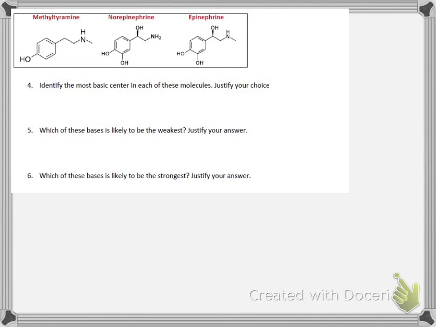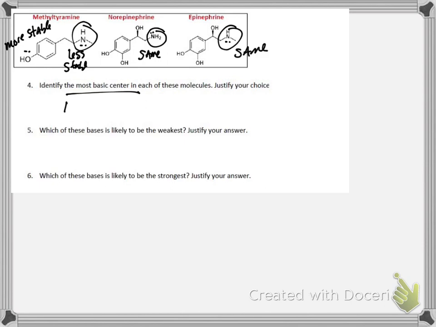Here we're given 3 different molecules, and we're going to answer these questions sequentially. What's the most basic center of each molecule? And then which base is probably the weakest, and which base is the strongest, and why? Right, so the most basic is going to be the nitrogen atom, right? The least stable atom is always going to be the most basic, the least stable lone pair. So in all 3 of these molecules, nitrogen has the least stable lone pair and is the basic center.